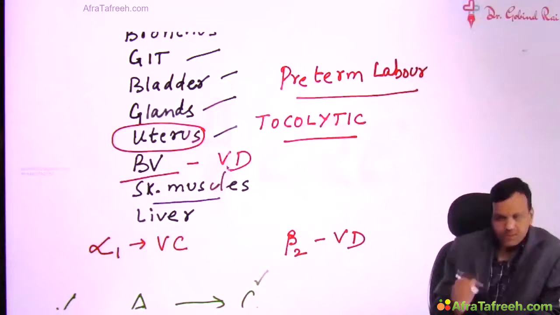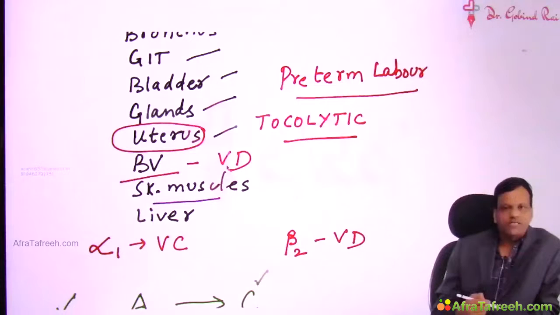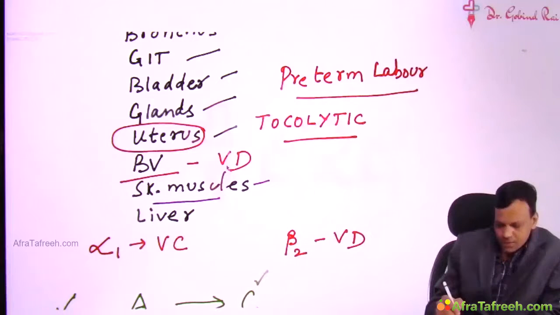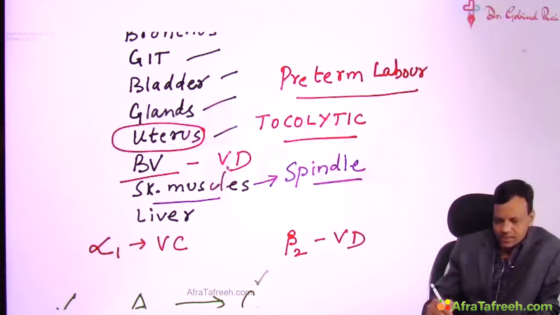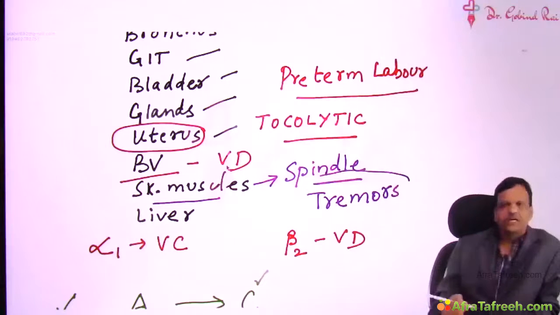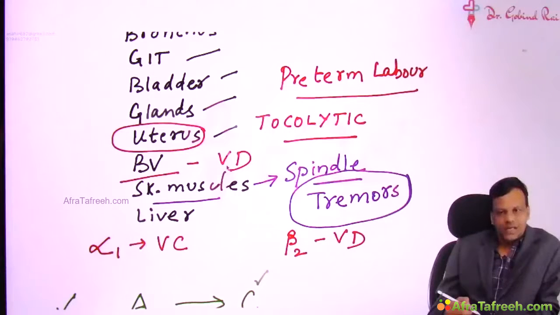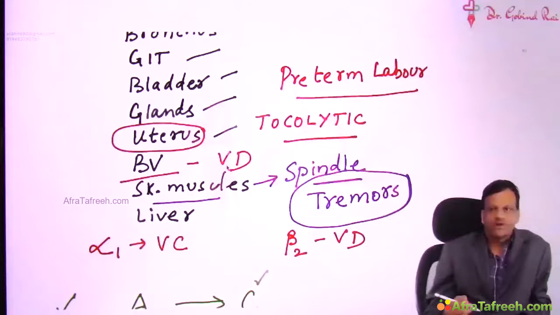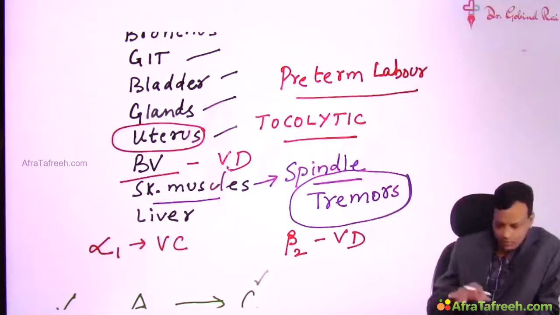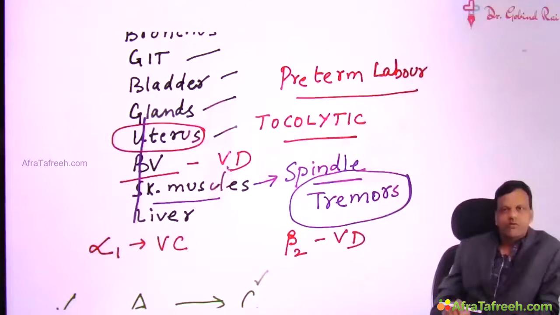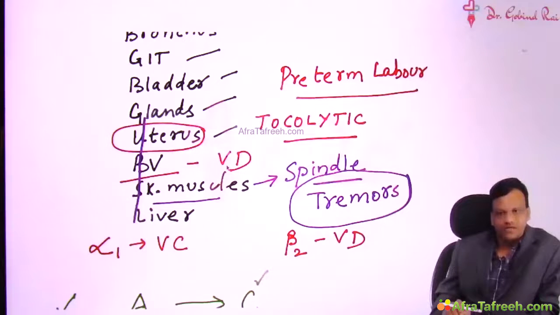Now next is skeletal muscles. Apart from the blood vessels, beta 2 receptor is also present on the skeletal muscle spindle, and stimulation of beta 2 receptor in the muscle spindle results in tremors. That's why whenever there is sympathetic overactivity, there is presence of tremors. Like we develop tremors when the lion comes in front of us. We develop tremors in Viva exams because the sympathetic system is overactive. We also develop tremors while proposing someone, again because the sympathetic system is overactive. Sympathetic activity leads to tremors.